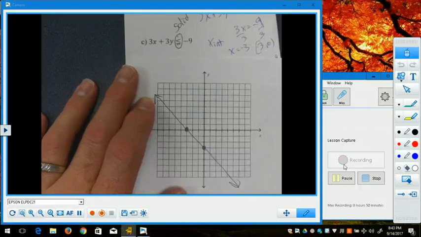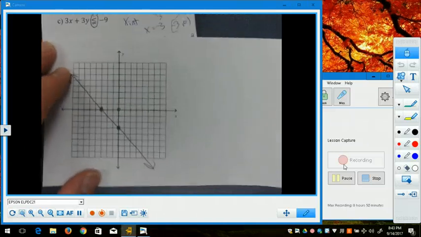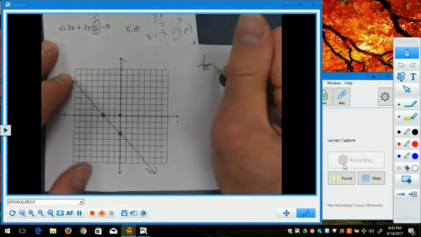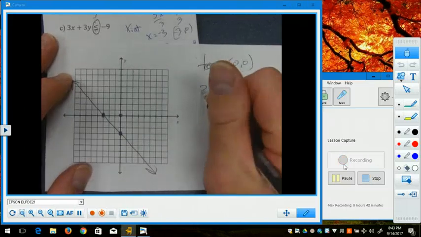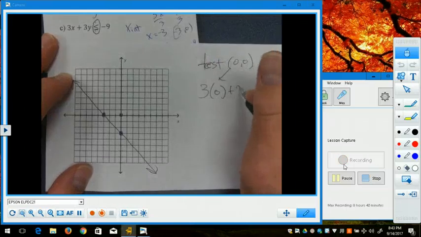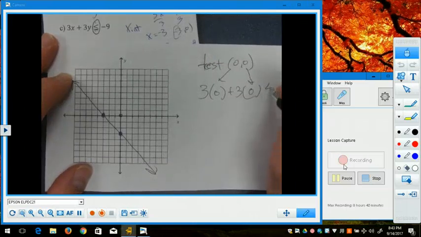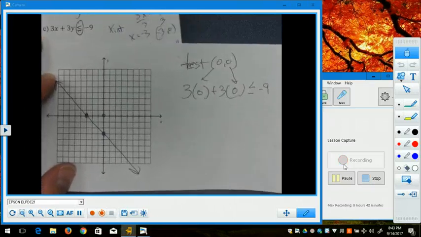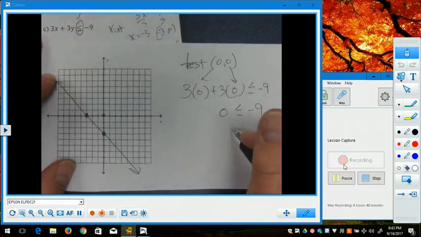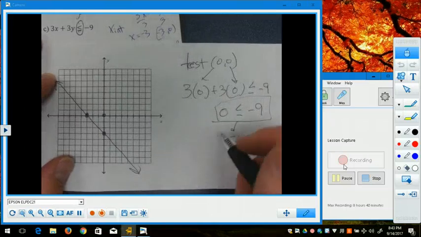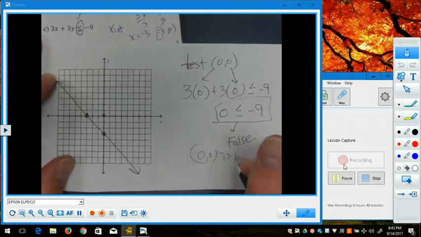Now, I can pick any point that's not on the line, and once again we luck out that 0, 0 is not on the line. So I'm going to use that as a test point. Testing 0, 0. This is for letter C. So I have 3 times 0, my x-coordinate, plus 3 times 0, my y-coordinate, is less than or equal to negative 9. Well, that's 0, and 0 is less than or equal to negative 9. This is false. This inequality is false, which means that 0, 0 is not a solution to our inequality.